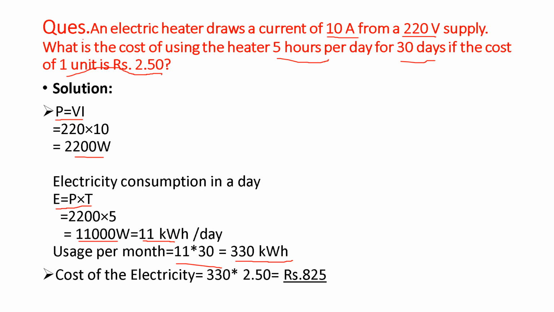Now to calculate the cost, simply we need to multiply 2.50 with 330. So the final answer is 8.25. So this is the final answer, the total electric bill that a person has to pay.